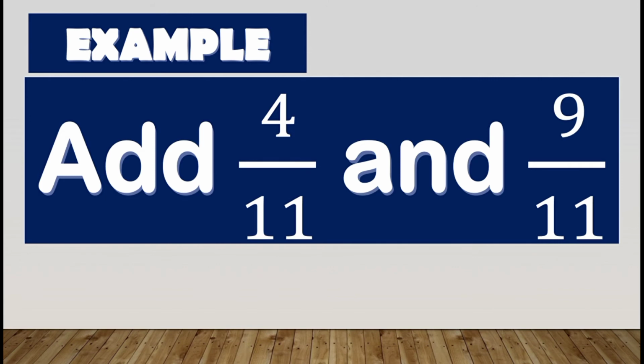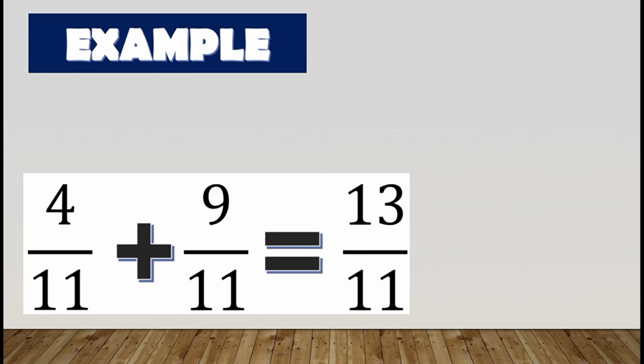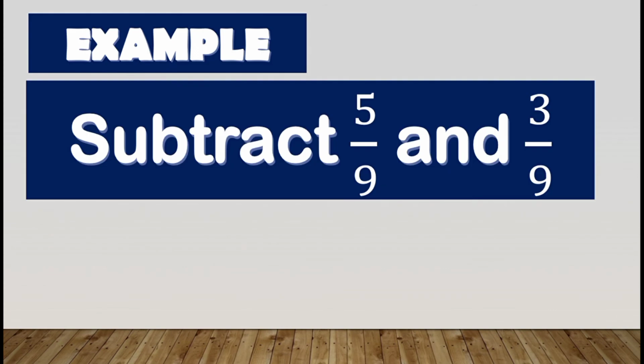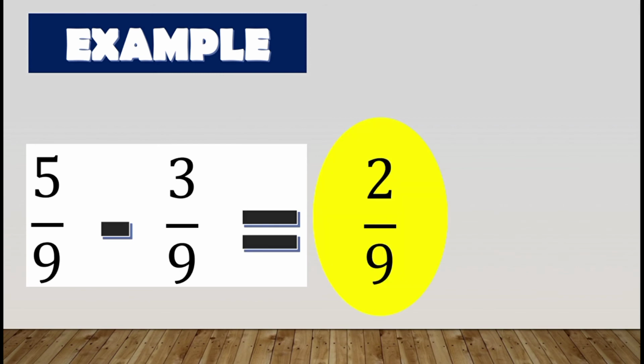Add 4/11 and 9/11. Adding these two, add only the numerators and copy the denominator. 4 plus 9, the sum is 13 all over 11. But in this case, our fraction is an improper fraction. So we need to simplify this. 1 and 2/11. How about subtracting 3/9 from 5/9? 5 minus 3, that is 2. And again, copy the denominator. So 2/9 is our final answer.